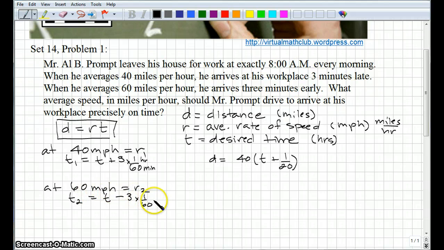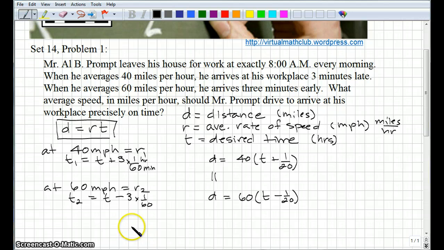because if you're working in a rate that's in miles per hour, then your time has to be in hours. So that gives us the equation that d is equal to 60 times the time, which in this case is t minus 1/20th of an hour. So we have two equations and two unknowns, t and d, but we can assume that the distance from his house to his workplace is the same every day. So let's set those two equations equal to each other. That essentially gets rid of d, and then we can solve for t.